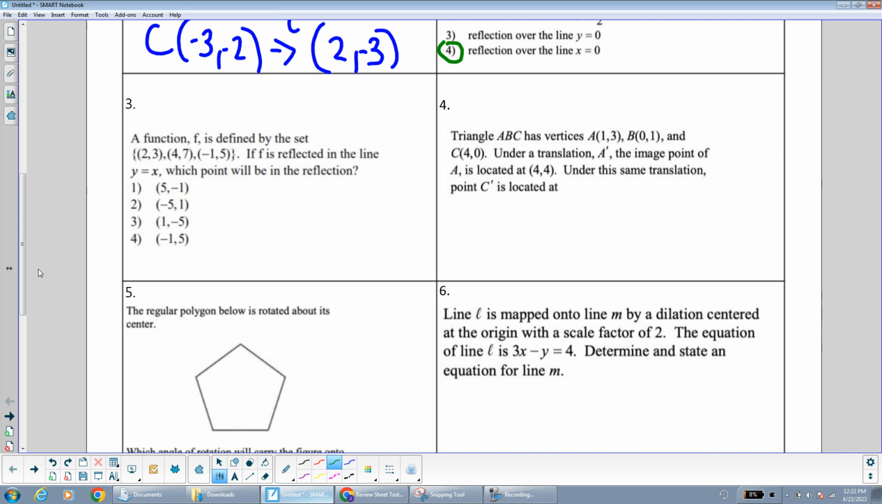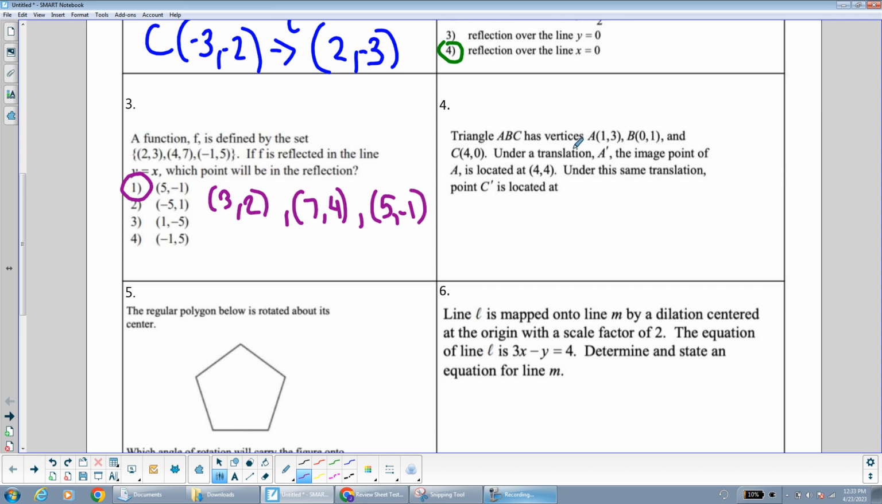Okay, we are reflecting in the line y equals x. That is the only reflection that I do recommend that you use the rule for. That rule is pretty simple. All you do is switch the order of the coordinates. So the new points that will be in the image of this function would be the point 3, 2, 7, 4, and 5, negative 1. So 5, negative 1 is the only answer choice that is here. So that one would be a point in the reflection. So for the line y equals x, just use the rule. You just switch the order of the coordinates.